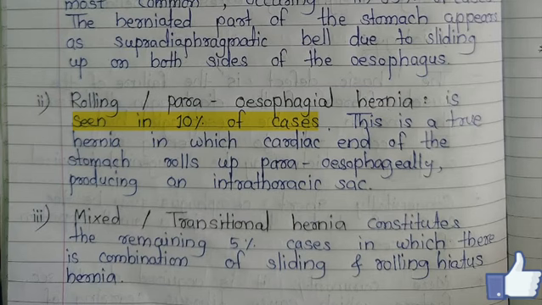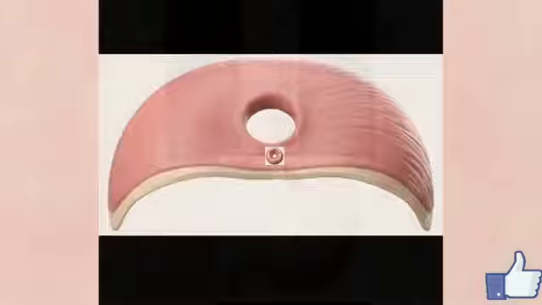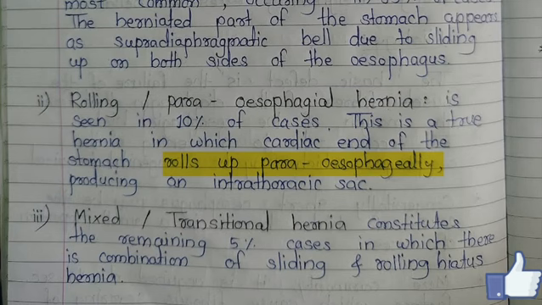The second, less common pattern of failure operates on a different mechanical principle. The rolling hernia is seen in only 10% of cases. Unlike the sliding type, the gastroesophageal junction in a rolling hernia remains anchored below the diaphragm. Instead of the entire junction moving, the cardiac end of the stomach pushes up alongside the intact esophagus. This parallel movement is described as occurring paraesophageally. This asymmetrical mechanism creates a self-contained pouch of stomach tissue sitting fully above the diaphragm, an intrathoracic sac.